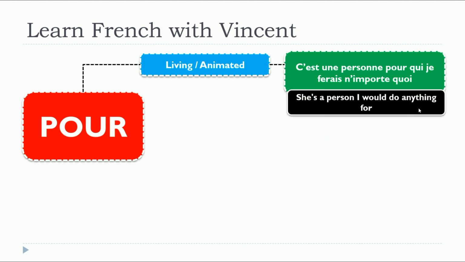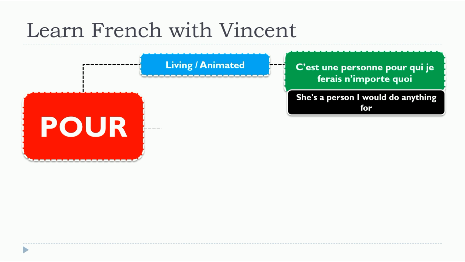As you can see here, une personne, so it's feminine singular. And obviously, it's a living thing because it's a person. So we will go for the pronoun qui. We put the preposition pour, then after that we put the pronoun qui, and then we continue the sentence. C'est une personne pour qui je ferai n'importe quoi.